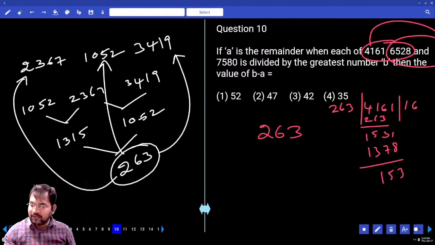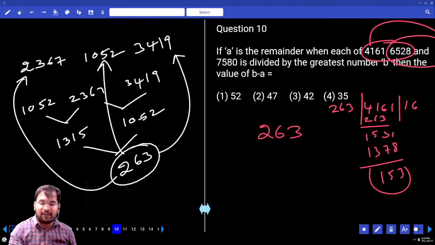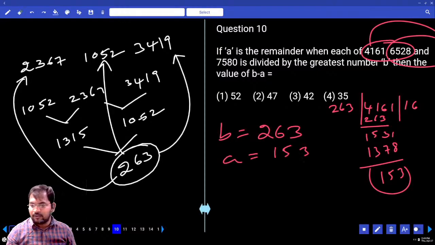So the A value, the remainder, is 153. B value is 263, A value is 153.